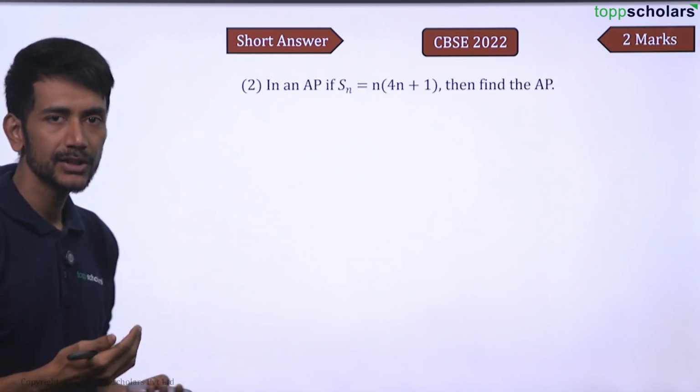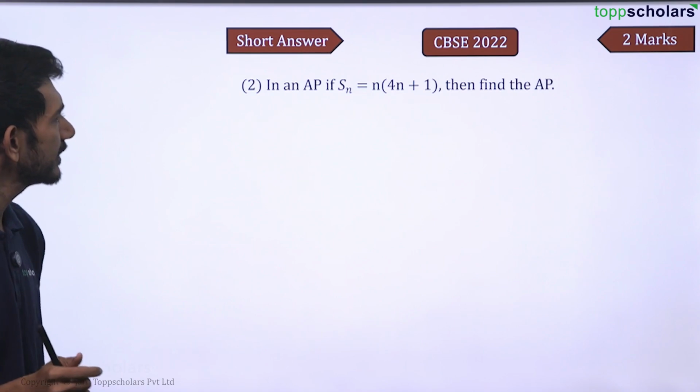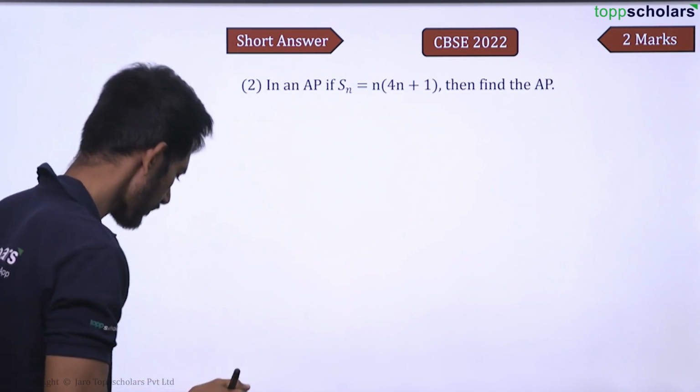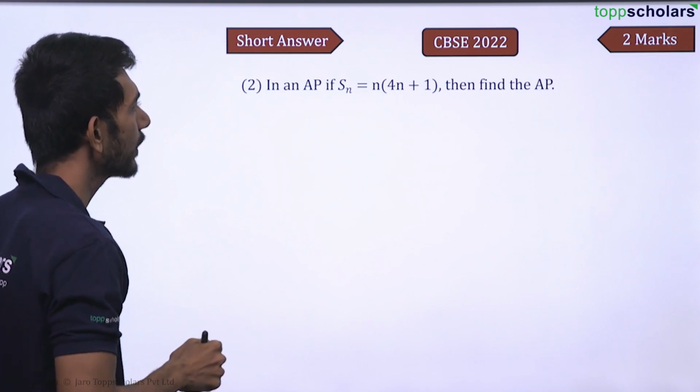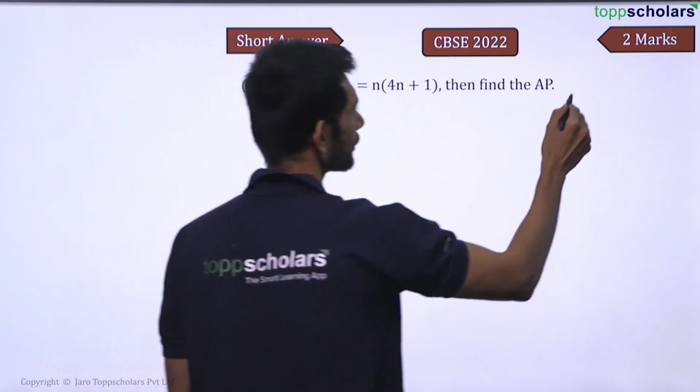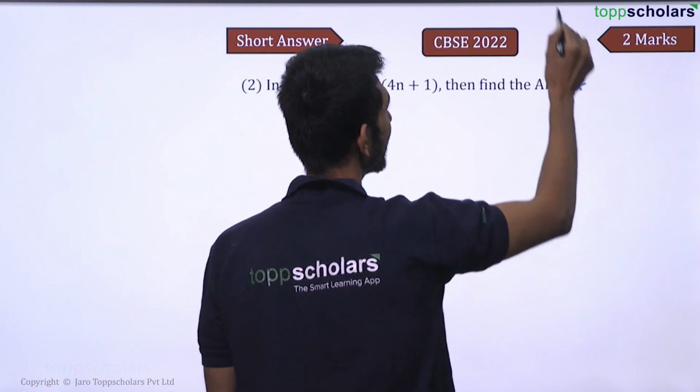Let's have a look at a new question. It was asked for 2 marks. Very simple question. It says, in an AP, Sn is given. We are supposed to find out the AP. This is a very important question because this is slightly different.